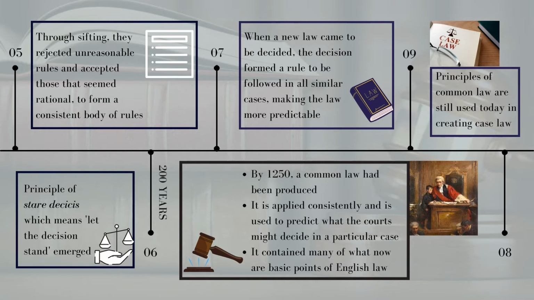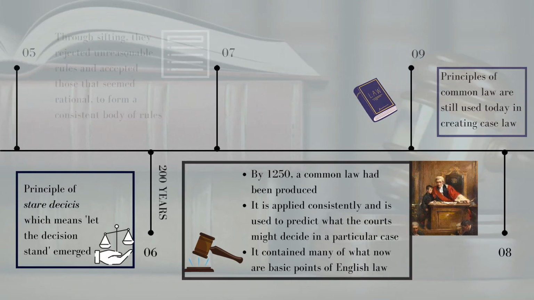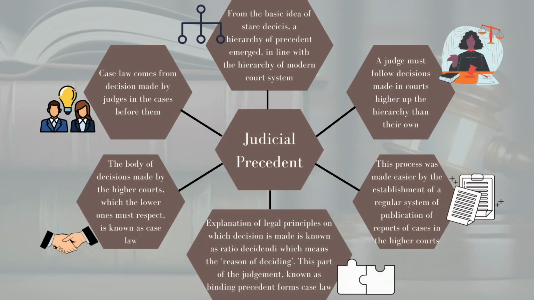It contained many of what now are basic points of English law, like the fact that murder is a crime. The principles behind this common law are still used today in creating case law, which is often known as common law. Next, on to judicial precedent.